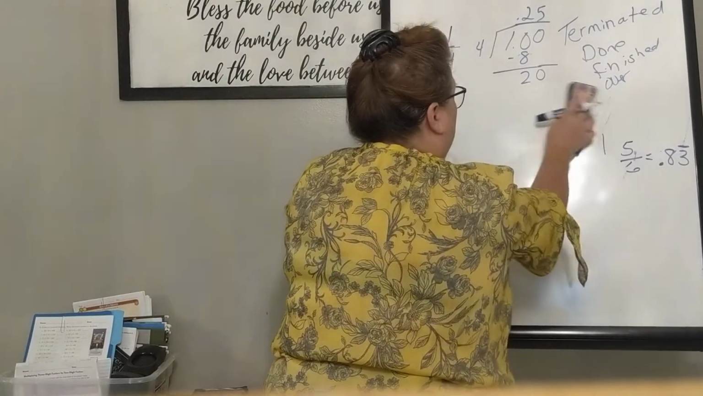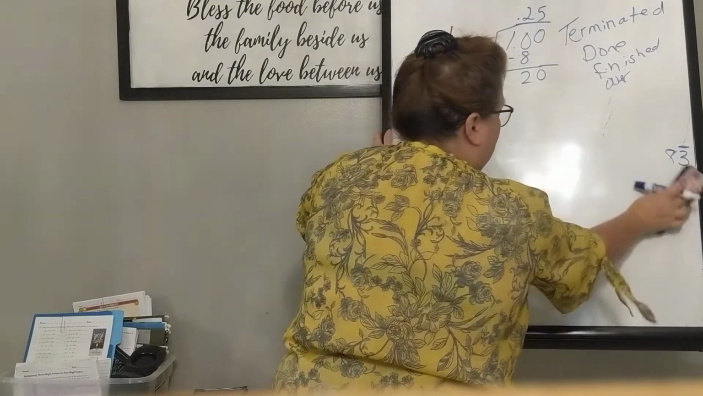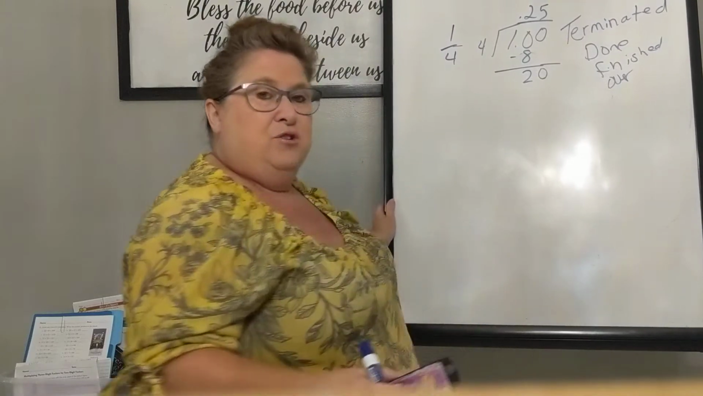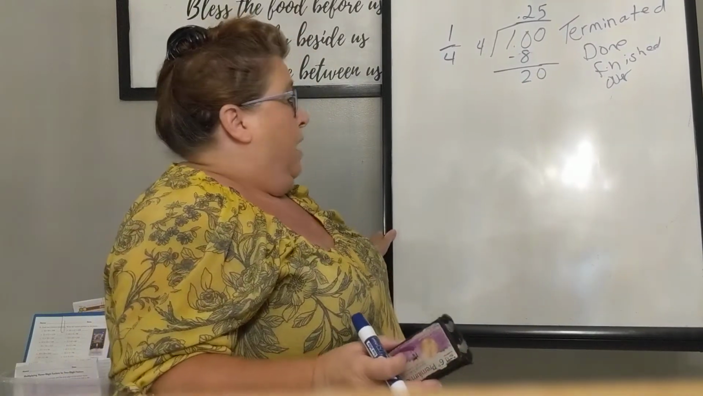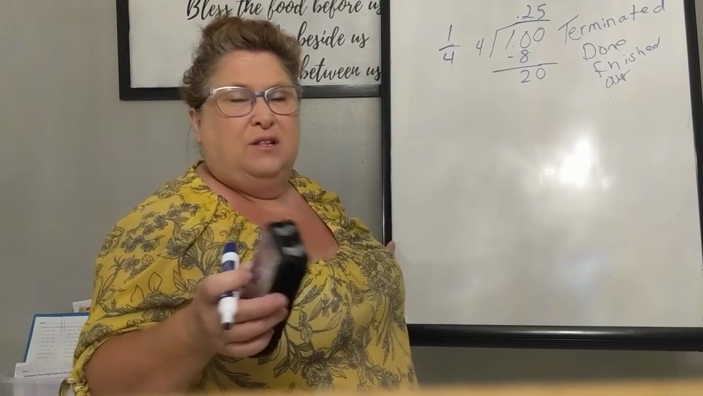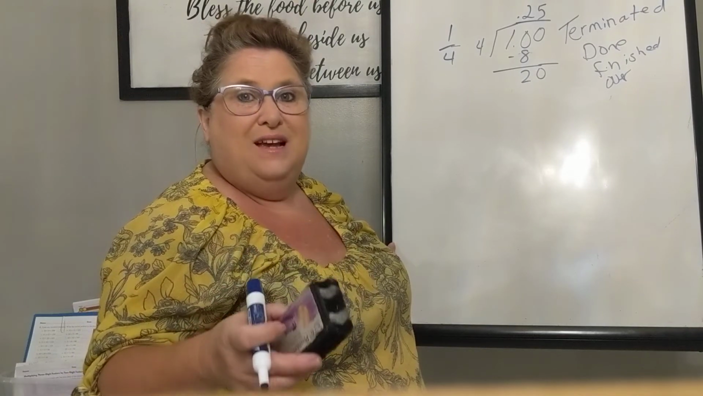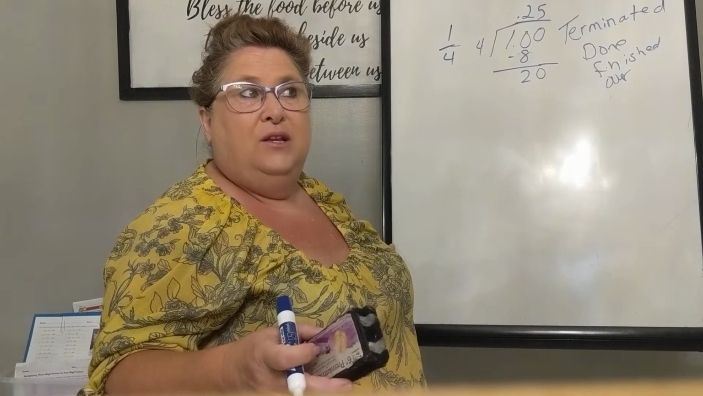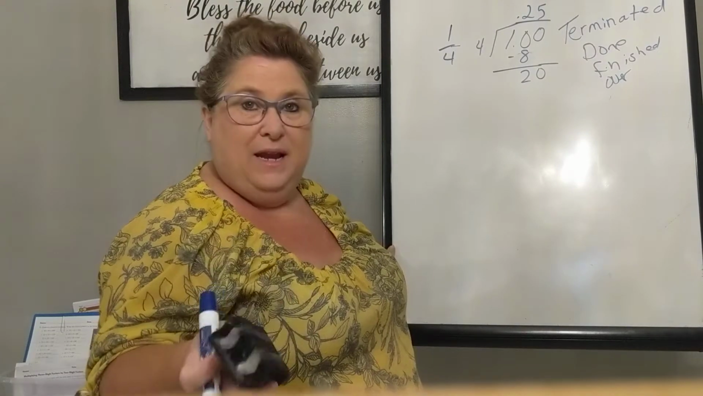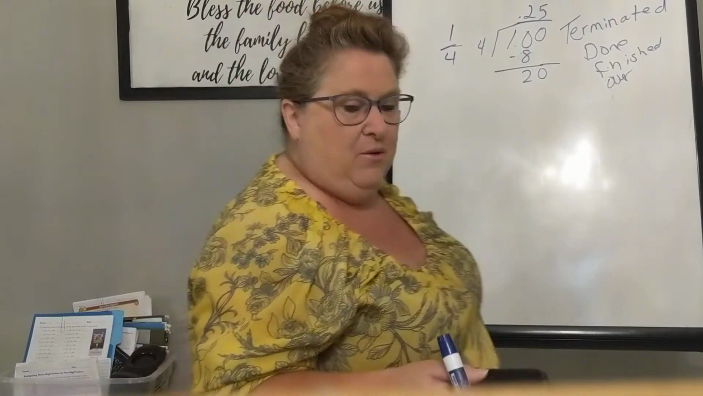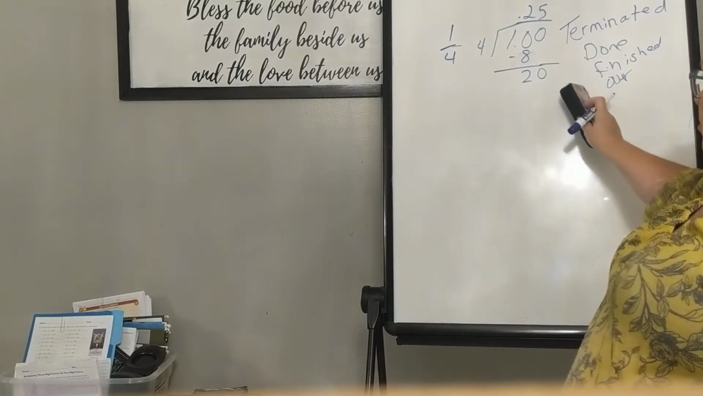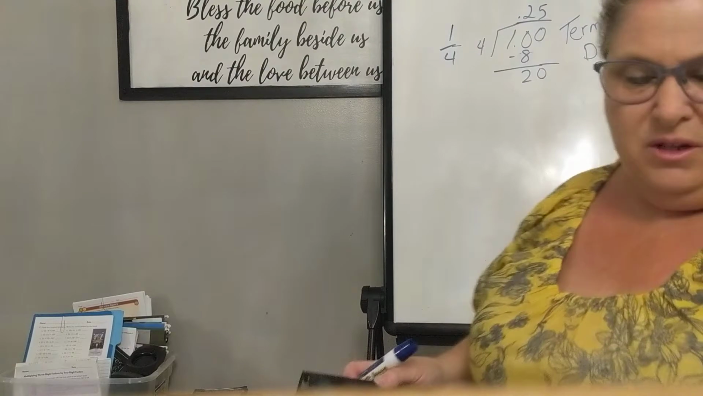Remember, if the decimal finishes and we don't have to keep indexing zeros, it terminates. You will start seeing that word in your directions. It will say, turn the fraction into a decimal, a terminated decimal is how it says it, I think, in the directions. That just means you keep going until there's no more zeros to bring down, until there's no remainder.